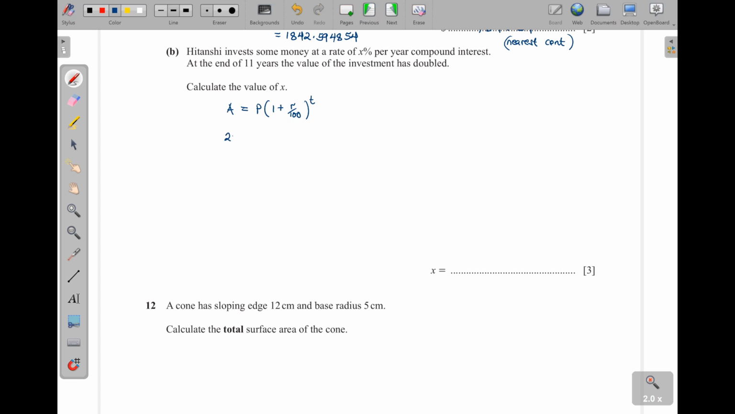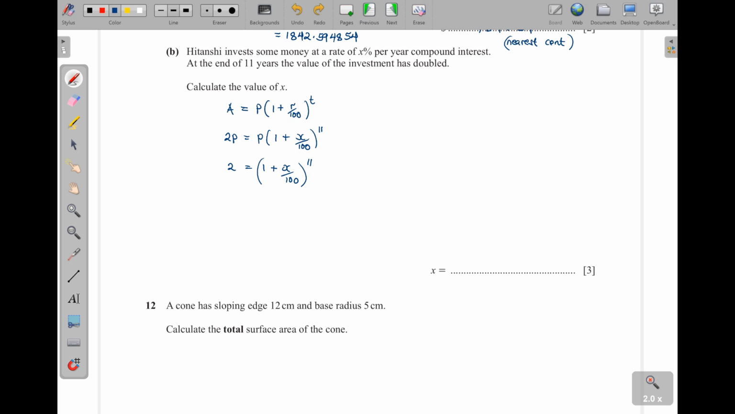So we have 2P, then it's equal to P into 1 plus, now the rate is X, so it is at the end of 11 years. So P will go. So when P goes, we shall have here a 2, which is equal to 1 plus X out of 100, then power 11. Now X is in here. We have to make X the subject of the formula.